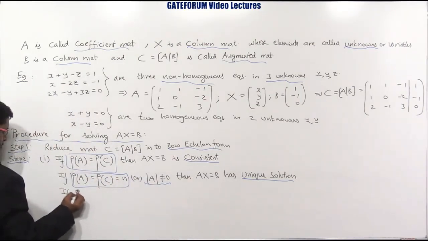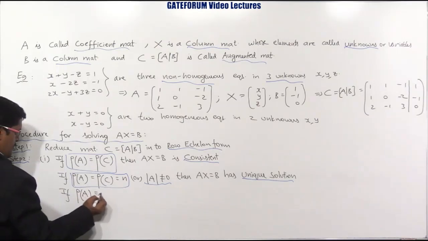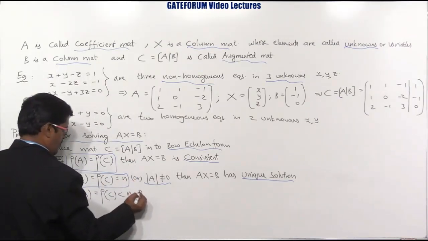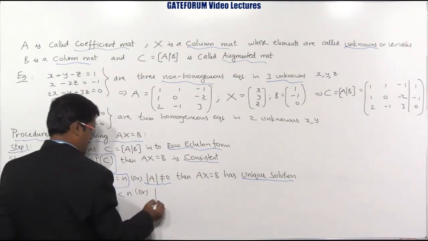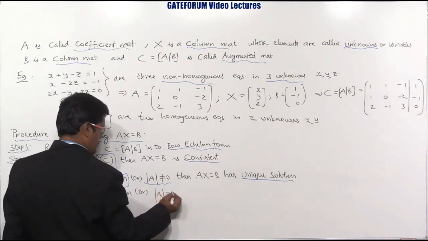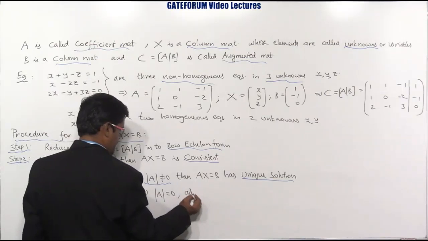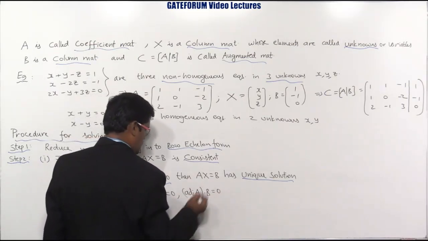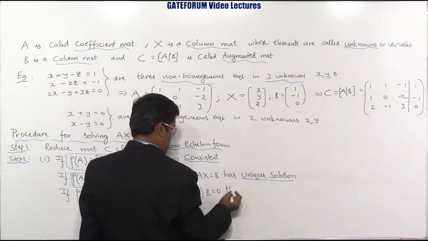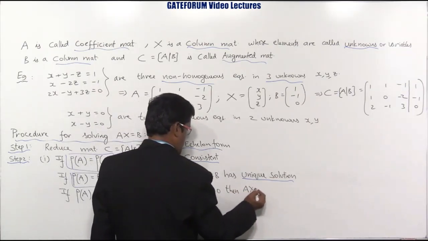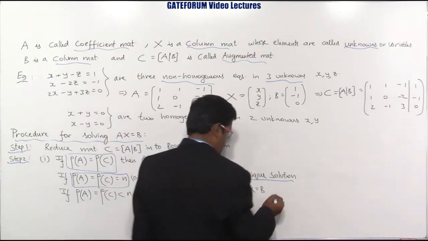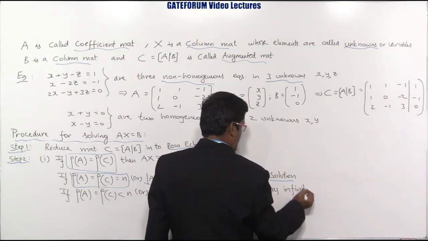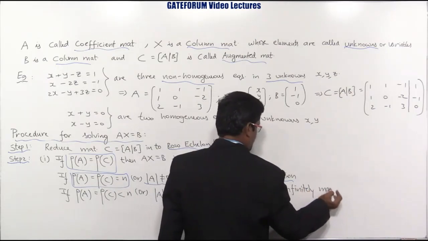If rank A is equal to rank C less than n, n means number of variables, or det A equal to 0, comma, adjoint of matrix A into B is also 0, then Ax is equal to B has infinitely many solutions.